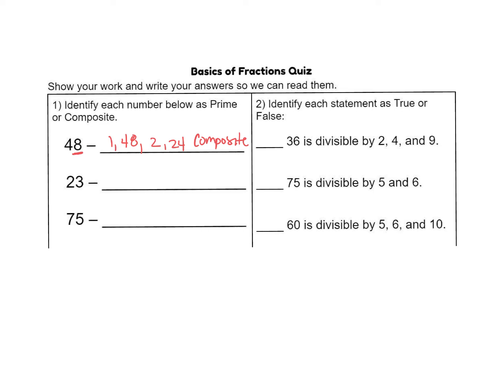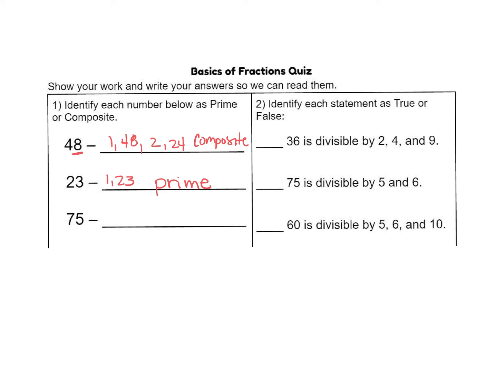23. Is 23 prime or composite? I'm going to start with the divisibility rule of 2. I know for sure that my 1 times 23 are 2 of my factors. 23 is not divisible by 2. 23 is not divisible by 5 or 10 either, because it doesn't end in a 5 or a 0. It is not divisible by 3. I'm going to stop there. 23 is a prime number.